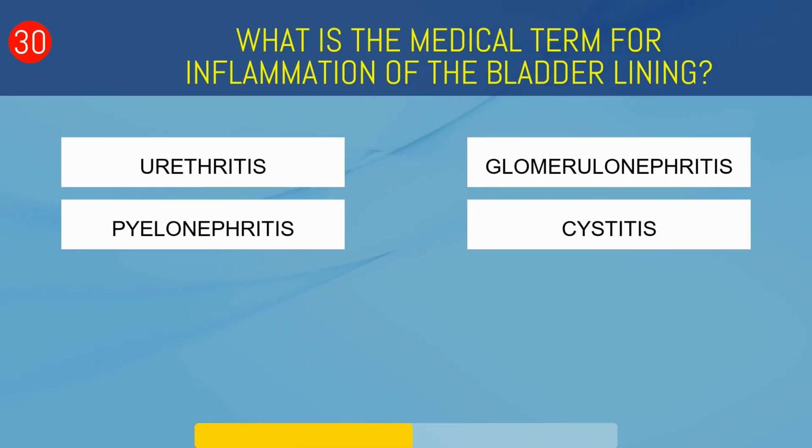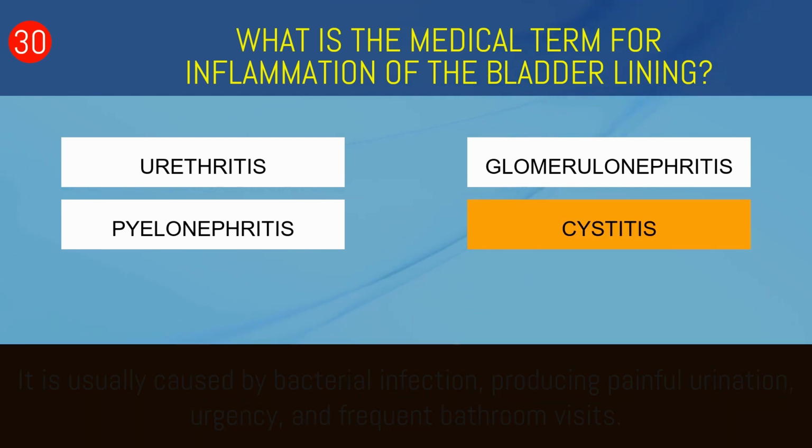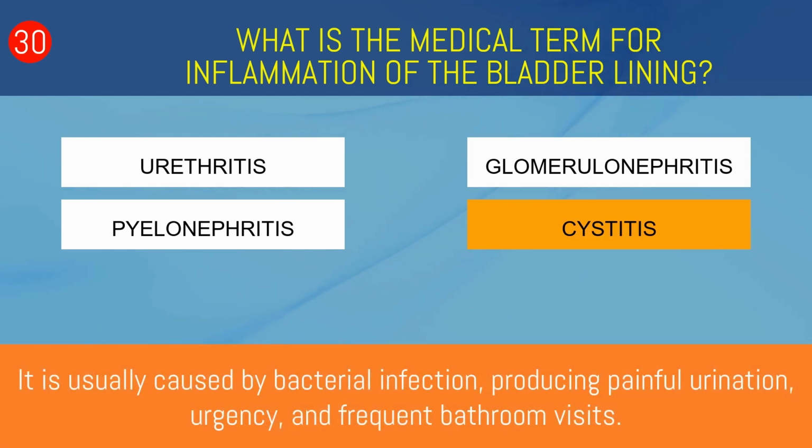What is the medical term for inflammation of the bladder lining? Urethritis, pyelonephritis, glomerulonephritis, or cystitis? Cystitis. It is usually caused by bacterial infection, producing painful urination, urgency, and frequent bathroom visits.